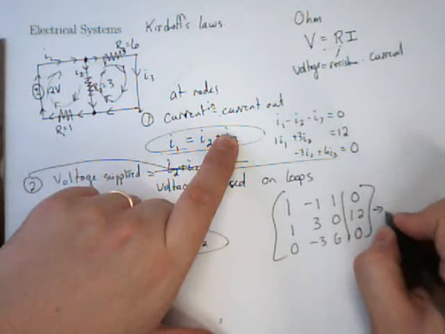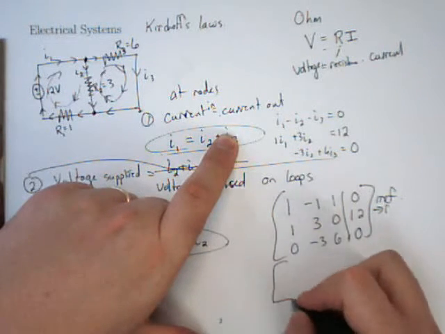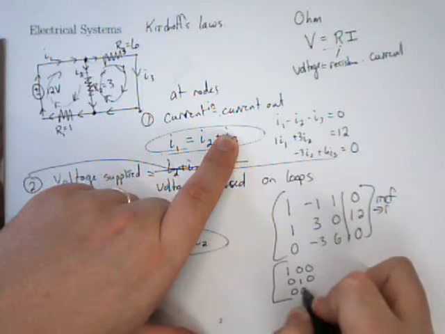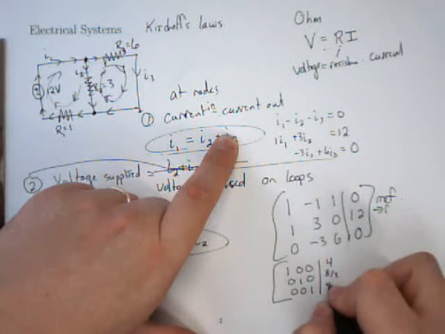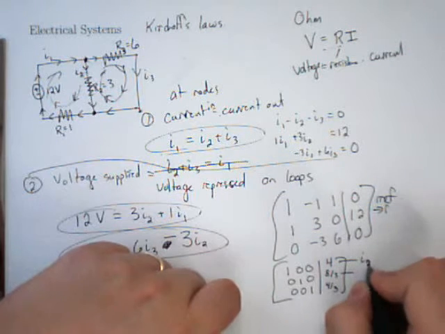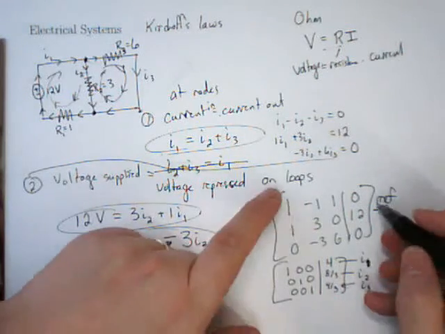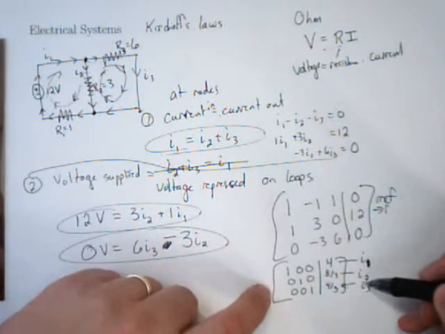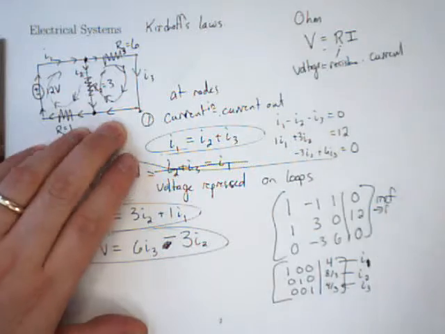If I reduce this thing and find the reduced row echelon form, out pops the following matrix. You can do the calculations on the computer. We get a 4, an 8/3, and a 4/3. This is our current in the first, this is our current in the second, and this is our current in the third. Again, now we see here is an example of where reduced row echelon form yields a solution to a physical real-world problem. And that completes the screencast.